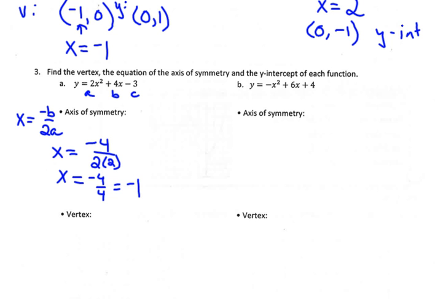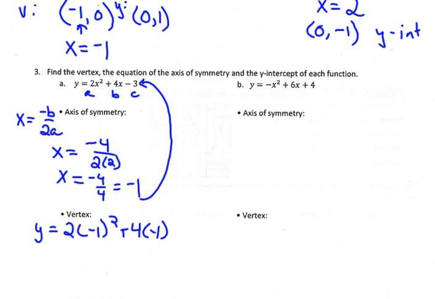To get your vertex, you're going to put this value into the equation to see what y is. So I'm actually going to do 2 times negative 1 squared plus 4 times negative 1 minus 3. And again, I'm going to throw that all into my calculator, and you're going to get negative 5. So my vertex is the point negative 1, negative 5. Negative 1 came from the axis of symmetry. The negative 5 came from me putting that value in.